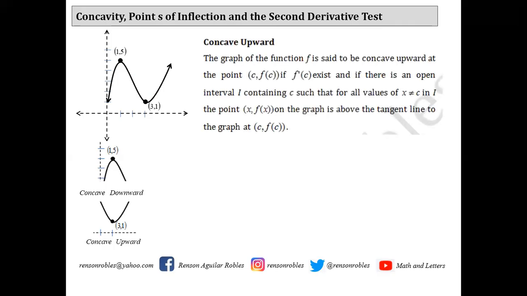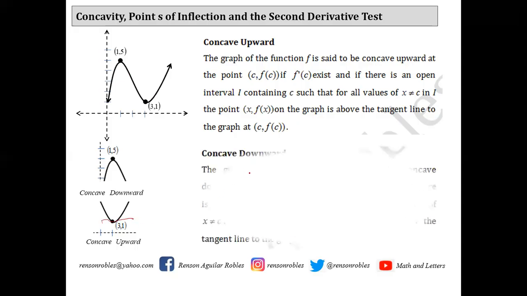So when do we say that the function is concave downward or concave upward? The graph of the function f is said to be concave upward at the point (c, f of c) if f prime of c exists and if there is an open interval I containing c such that for all values of x not equal to c in the interval, the point (x, f of x) on the graph is above the tangent line to the graph at (c, f of c). So it's concave upward whenever the function value is above the tangent line.